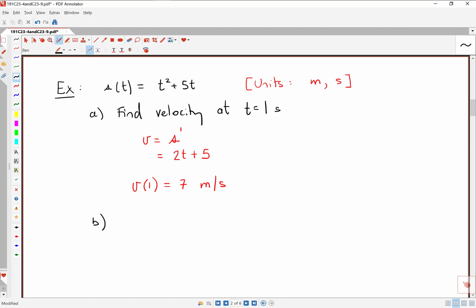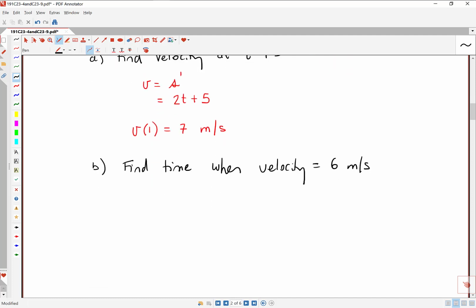Okay, let's try part B. Let's find the time when the velocity is equal to 6 meters per second. If we had not already found the velocity, then we would do that work. But since we did it in part A, we can just build on that. So we've got this general formula for what the velocity looks like. It's equal to 2t plus 5. And this time we want to solve for the time value. So what we know is that the velocity is equal to 6 meters per second. So we'll plug 6 in for velocity, and then we'll do a bit of algebra here and find t.